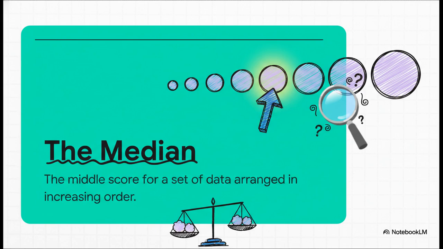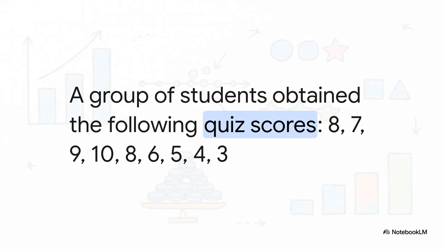All you do is line up your numbers in order from the smallest to the largest, and you find the one that's physically smack dab in the middle. That's it. It's the true halfway point, and because of that, it completely ignores how wild the numbers at the ends might be. Okay, let's give it a shot. Here we've got a jumble of 9 different quiz scores.